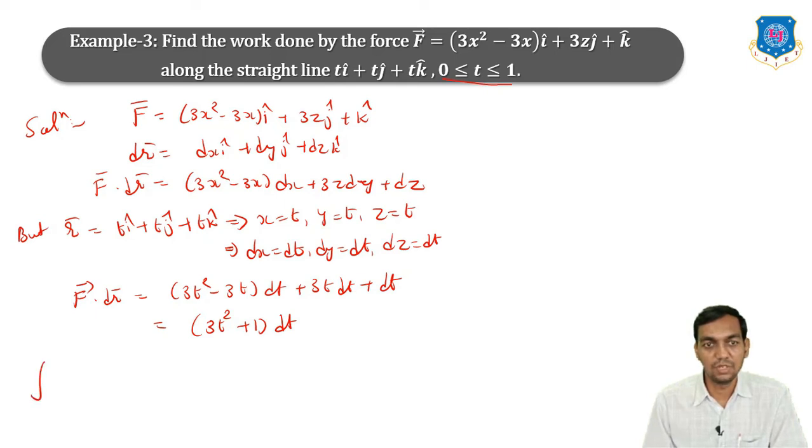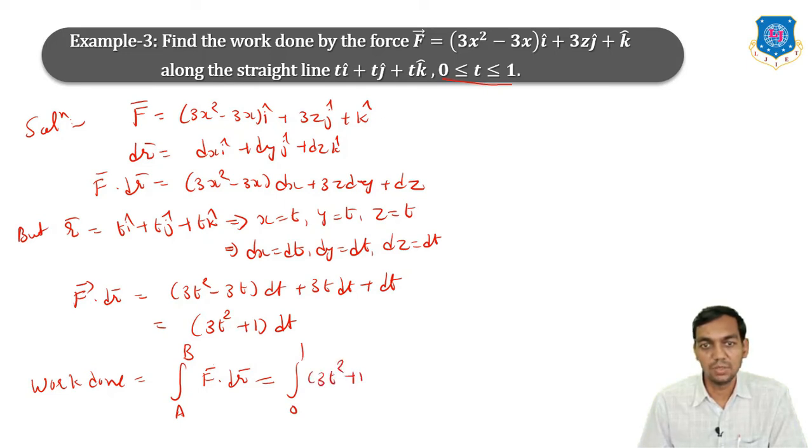And therefore your work done is equal to the integration from point A to B. Now your limits are 0 to 1 because you are writing in the form of t. Then it will be f dot dr. Okay? Or you can say point A to point B is equal to integration from 0 to 1 of (3t square plus 1) dt. So the integration will be t cube plus t, and the answer will be 1 plus 1. Okay?